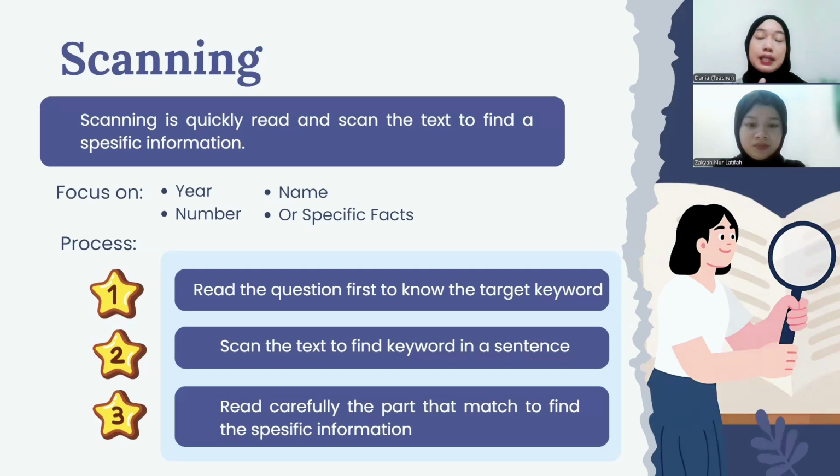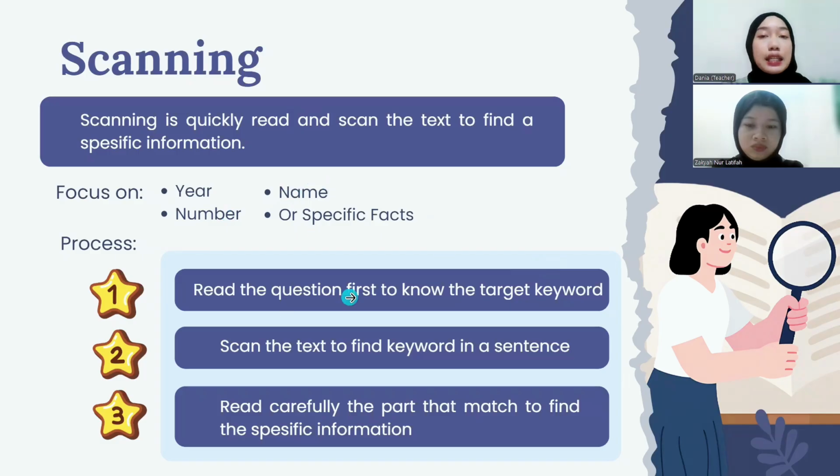Okay, if you don't have any questions, let's move to scanning, which is a different strategy. If skimming is about understanding, scanning is about searching, students. Scanning is a strategy to quickly read the text to locate specific information within it. When we scan, we already have a purpose. We are not reading randomly, but looking for something specific, for example a year, number, name, or other specific facts.